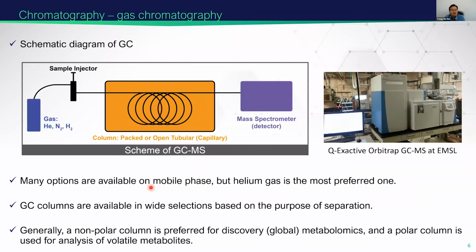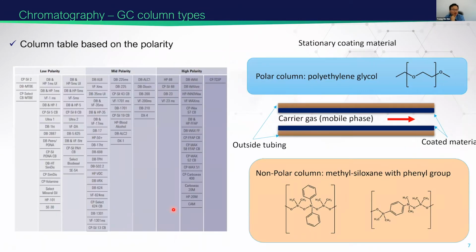A lot of gases can be used for the mobile phase, helium, nitrogen, or hydrogen, but mostly we prefer to use helium gas for the gas chromatographic separation. And there are many different types of GC columns, which I will explain in a little more detail. Based on the purpose, we can choose the column we want to use, from non-polar to polar. But in general, for global metabolomics we want to use a non-polar column, and for volatile metabolites we prefer a polar column. And what is the difference between the polar column and the non-polar column?